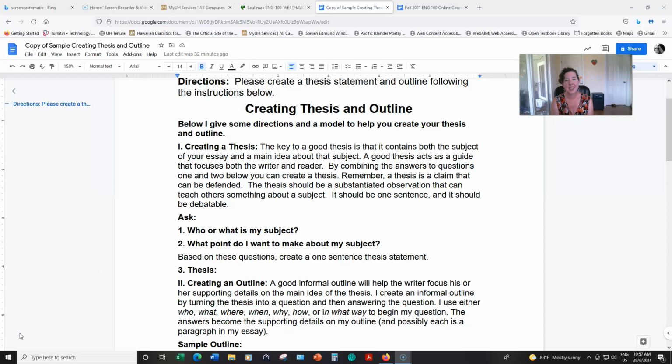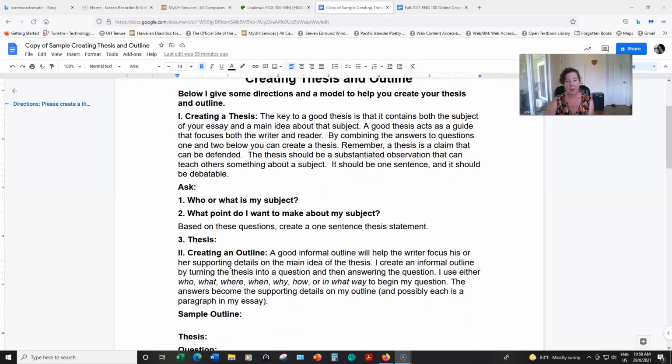So your thesis should act as a guide to focus the writer and the reader. You want to remember that your thesis should be general enough to cover all the points you're going to make in your essay, and then it should be limited to 1 to 2 sentences. To help get started with writing your thesis statement, try asking the following questions. First, who or what is my subject? Second, what point do I want to make about my subject? Once you answer those questions, put them into 1 to 2 sentences, and that will create your thesis statement.